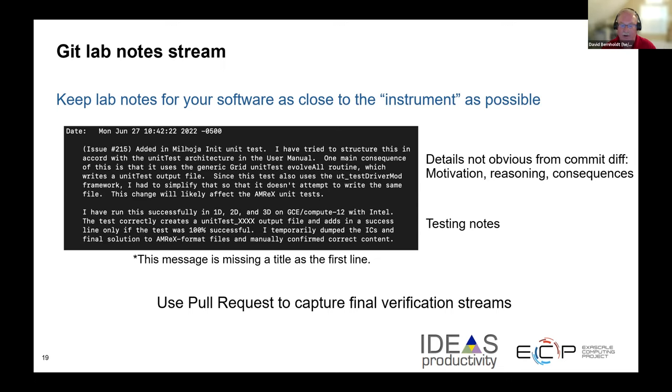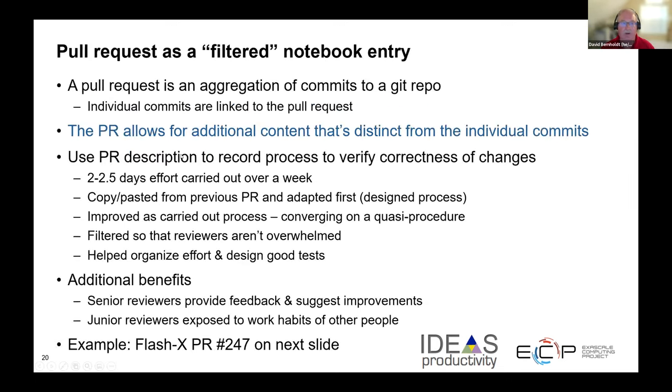And we'll talk about pull requests in a moment as an extension of this. A pull request is kind of a filtered notebook entry. It is an aggregation of commits to a Git repo, and you can access all those individual commits and read their commit messages and things like that. And hopefully those commit messages are good.